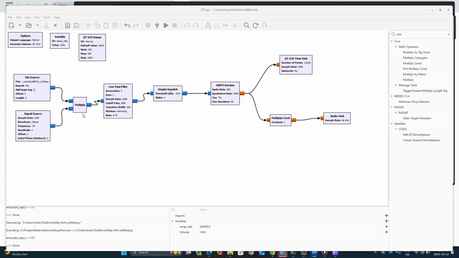The purpose of the multiply block is to shift the signal spectrum up or down. In this case, it's going to go down by 20 hertz. You can see here in the frequency in the signal source, there's a number -20 here. That's why when it goes to the multiply, it's going to go down by 20 hertz. It's going to pass to the low pass filter.